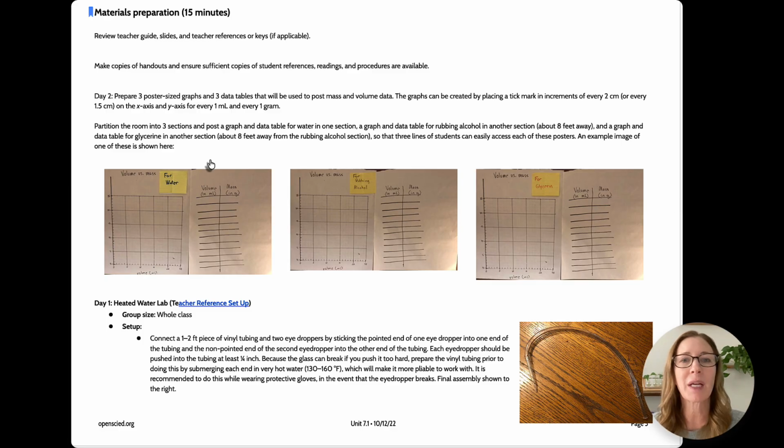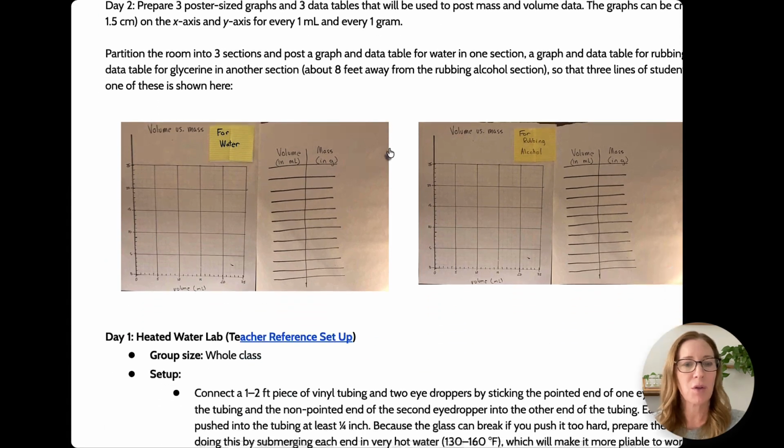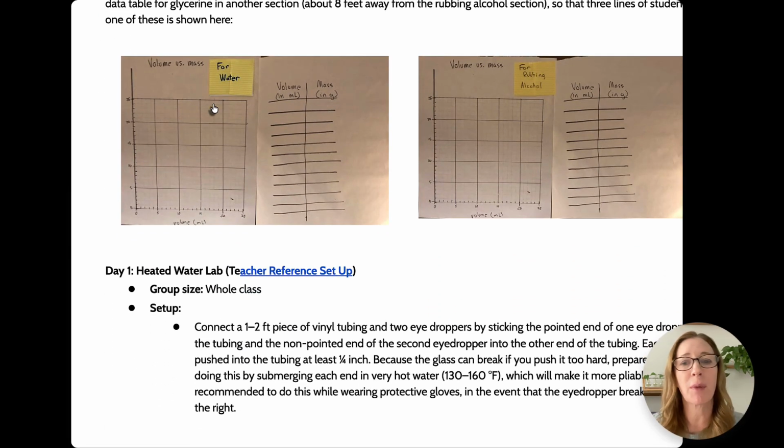There are 3 sets of posters. You can see that they're right here. Let me zoom in a little bit. And you can see that you're going to make 3 sets, one for water, one for rubbing alcohol, and one for glycerin. And so you can see this poster paper has grid marks behind it. Volume is labeled on the x-axis. You've got mass in grams on the y-axis.